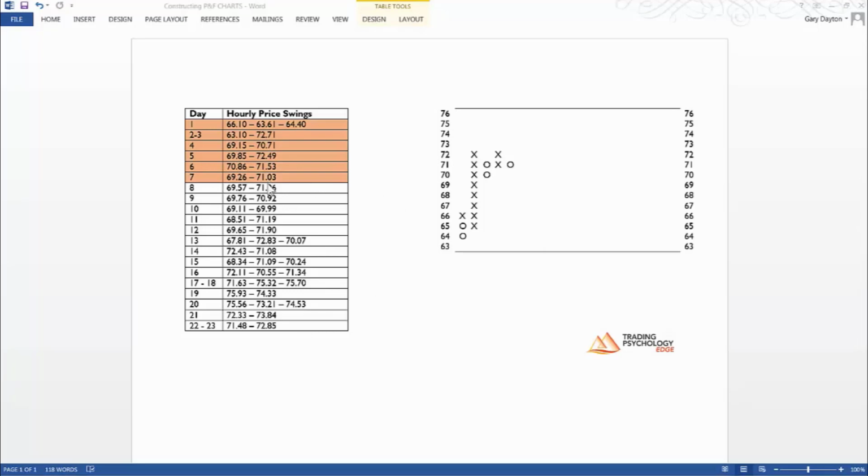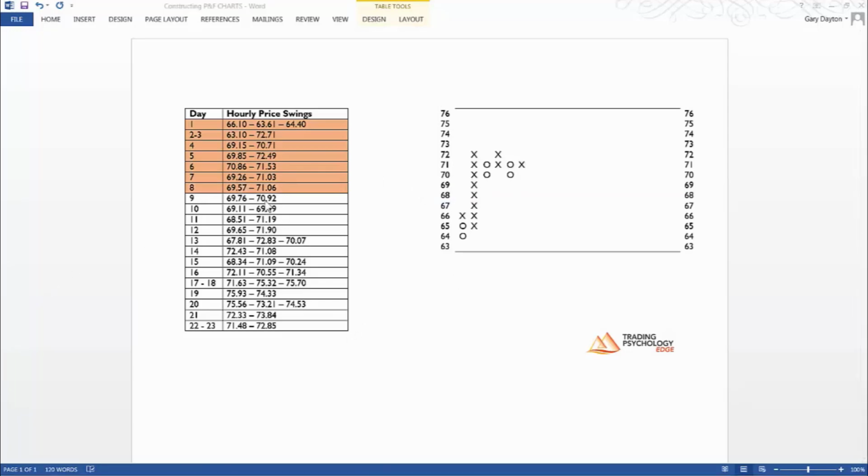Next day, the market comes down to 69.26. So it goes through 70, but it doesn't go through or reach 69. It stays higher at 69.26. Then it goes back up to 71.03. That's enough to create a full figure. We've already got a figure at 71, so we create a new column and we stop for the day.